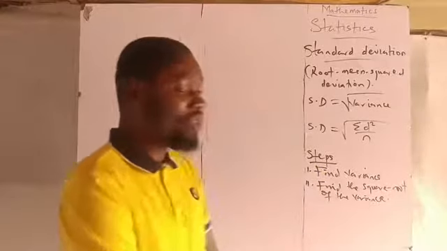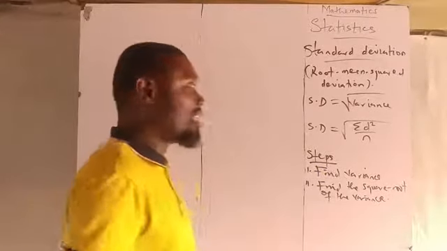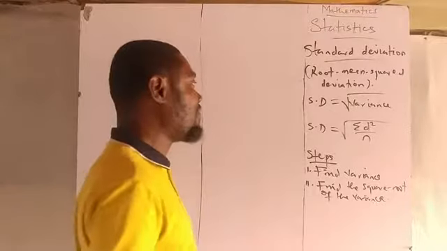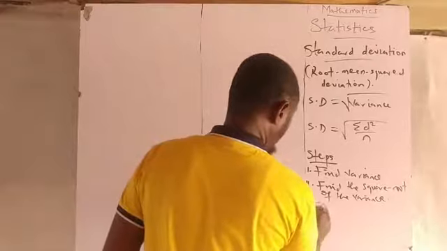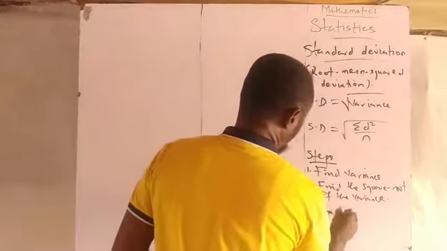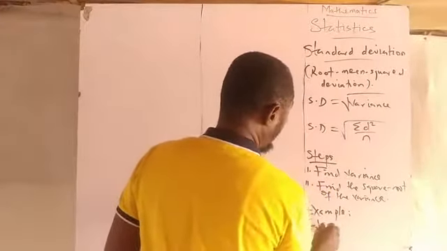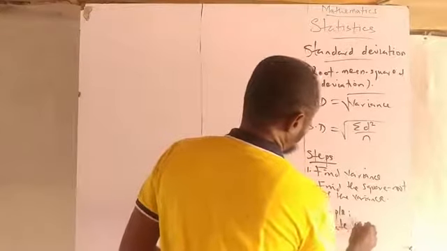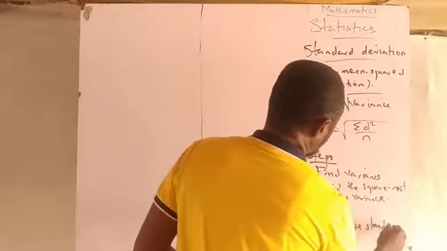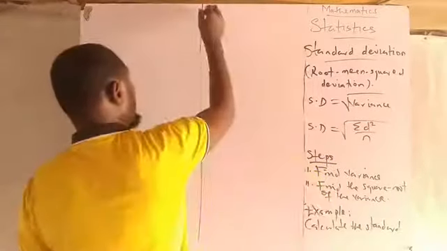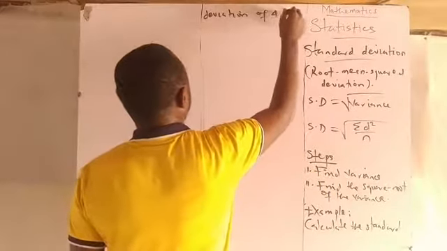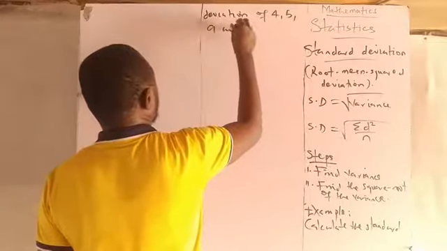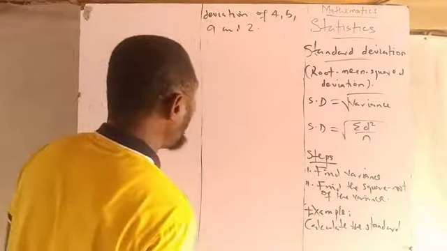Let us consider this example. Example: calculate the standard deviation of 4, 5, 9, and 2. Standard deviation of 4, 5, 9, and 2.